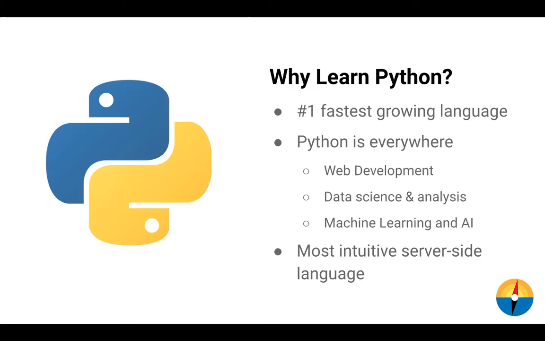Why learn Python? So Python is super hot right now. It's the number one fastest growing language in terms of the number of people that are using it to code. It's everywhere. You can use it for web development, for data science, for machine learning, and just writing any kind of little script that you can think of.